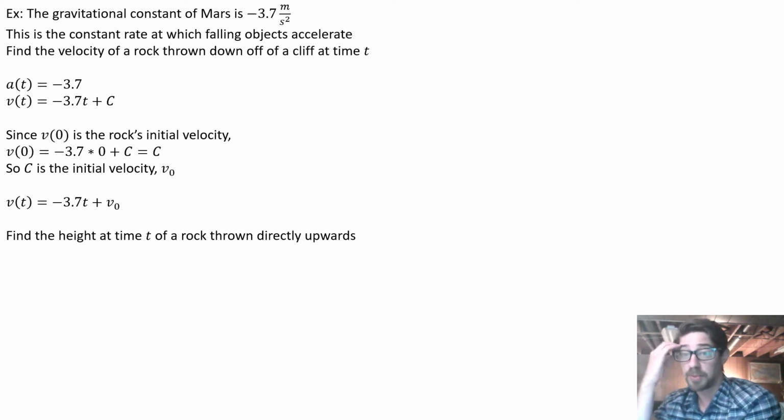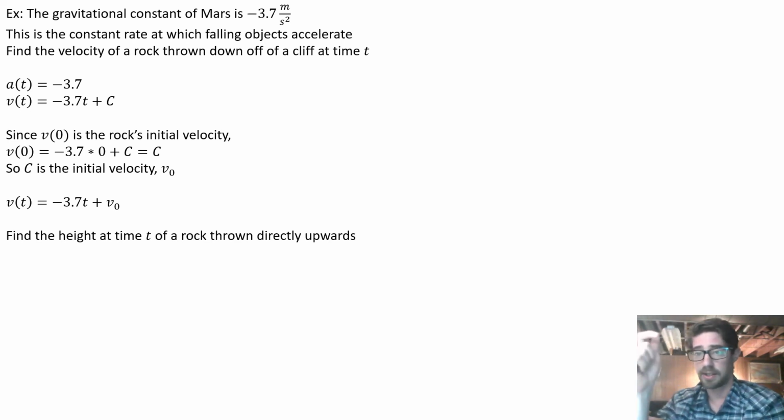Height is displacement. So the derivative of displacement is velocity. So if we know the velocity, what do you do? You anti-differentiate and you get the displacement, right? So now we need the antiderivative for negative 3.7 t plus v naught. And remember, v naught is a constant. V naught is just like c. It's whatever it is, but it is a constant. So when you anti-differentiate it, it doesn't go away.